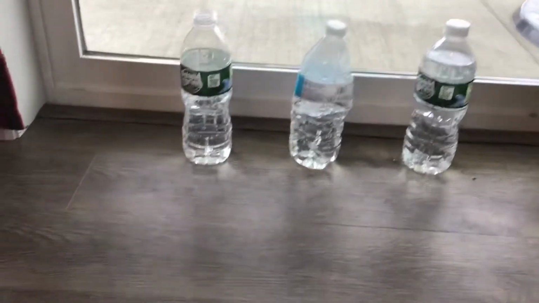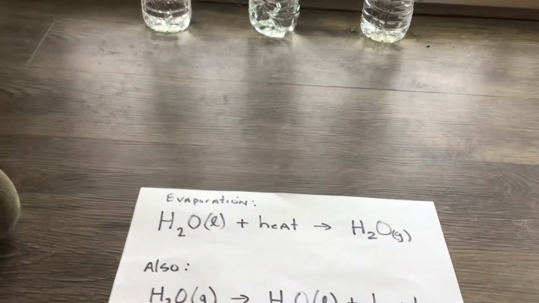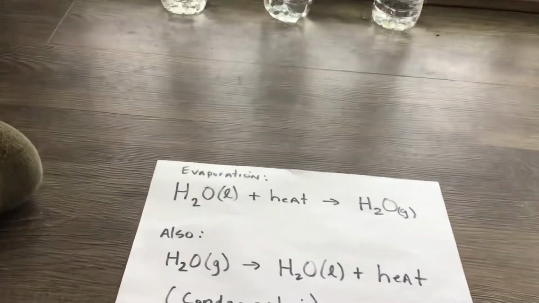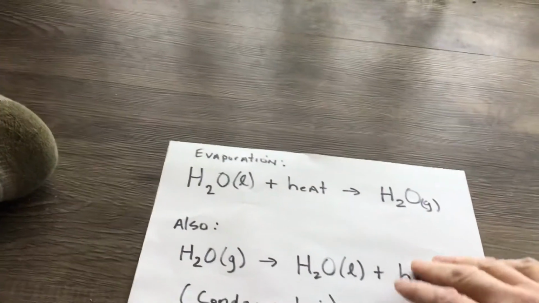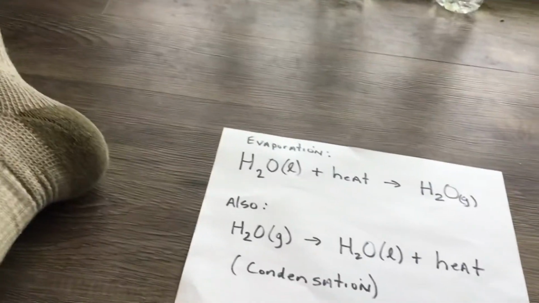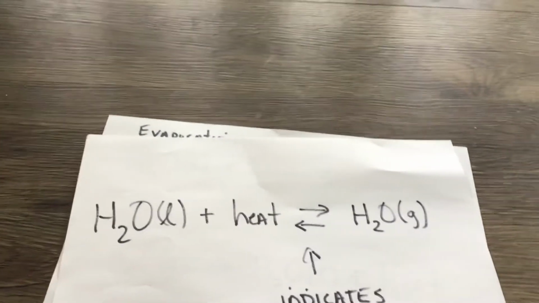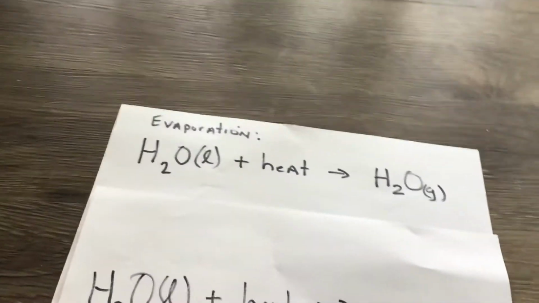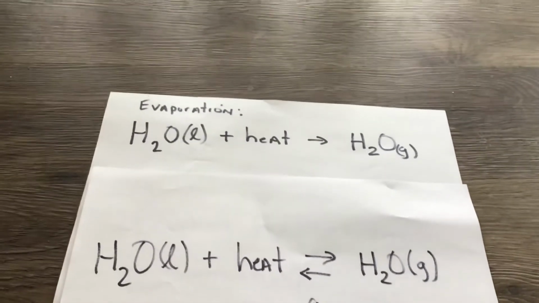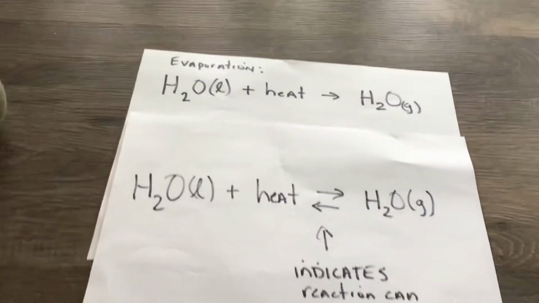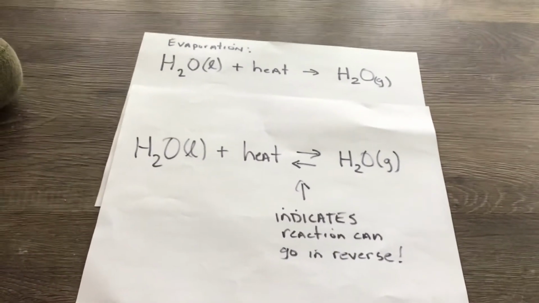So how can we take a look at this and merge it all together? We have this equation of evaporation and this equation of condensation. If we wanted to put it all together in terms of one equation that says both processes are happening, what we can say is H2O liquid plus heat makes H2O gas. Well, that's the same equation as we said before for evaporation, but notice the difference now. We have a second arrow. That second arrow is indicating to us that this reaction can go in reverse.